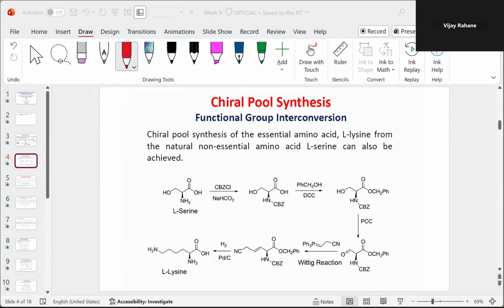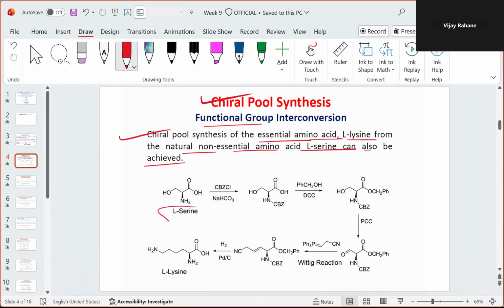Then the next example is based on the same chiral pool synthesis, which involves some functional group interconversion. This is the chiral pool synthesis of the essential amino acid L-lysine from the natural non-essential amino acid L-serine, which can also be achieved. Whether it is the same or different, I'm not sure exactly, so okay, we'll look step by step. Whether it is the same approach or a different one, we'll see.